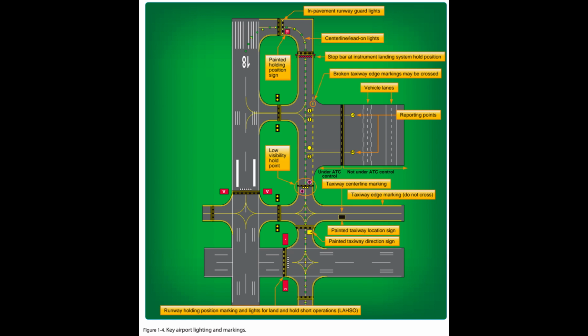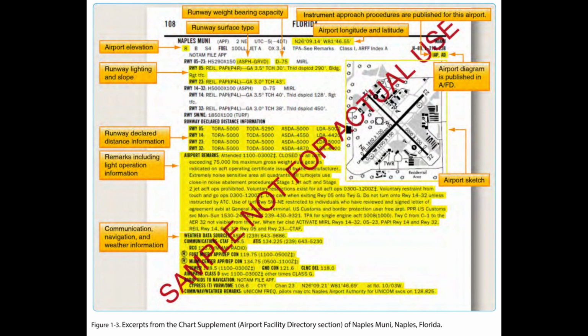5. Geographic position markings. ATC verifies the position of aircraft and vehicles using geographic position markings. The markings can be used either as hold points or for position reporting. These checkpoints or pink spots are outlined with a black and white circle and designated with a number or a number and a letter. End of page 1-3. Figure 1.3. Excerpts from the Chart Supplement, Airport Facility Directory section of Naples Muni, Naples, Florida.